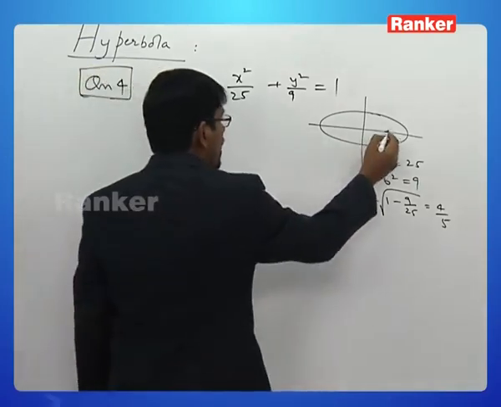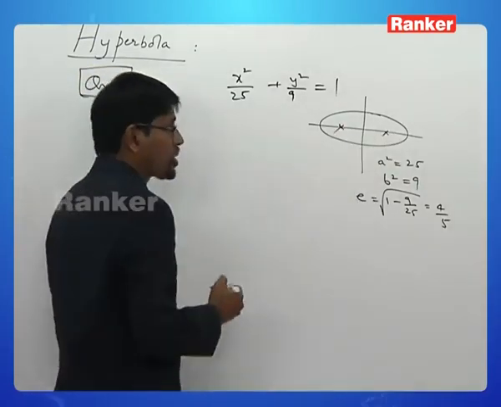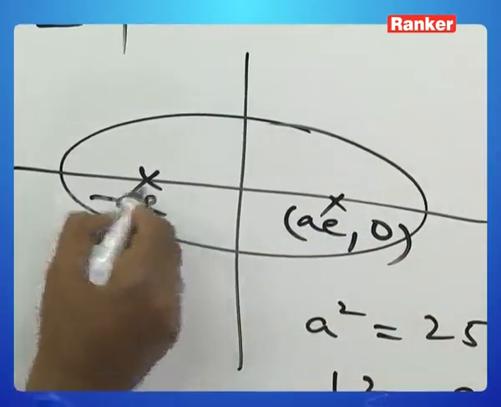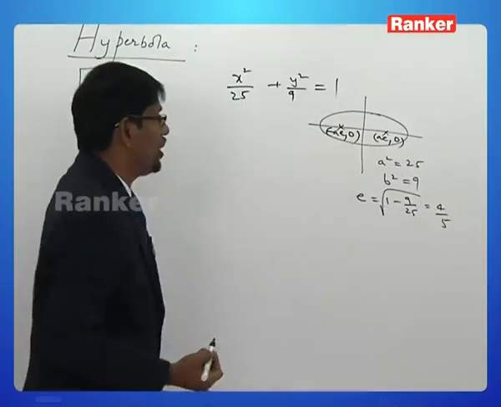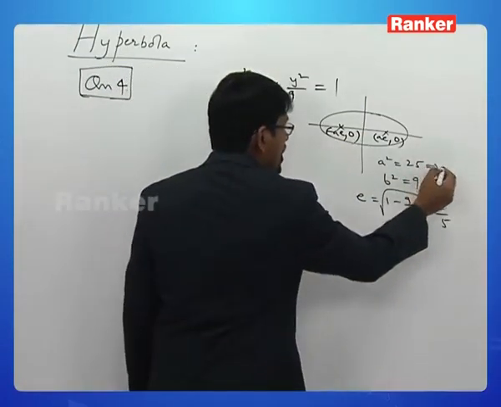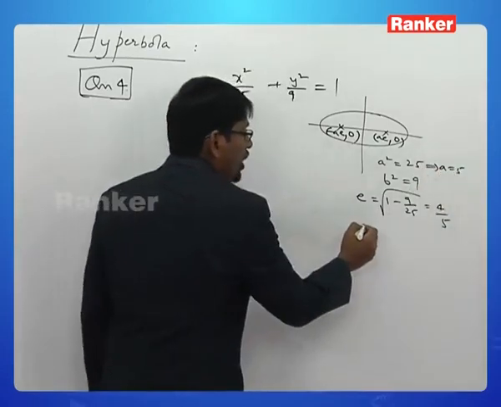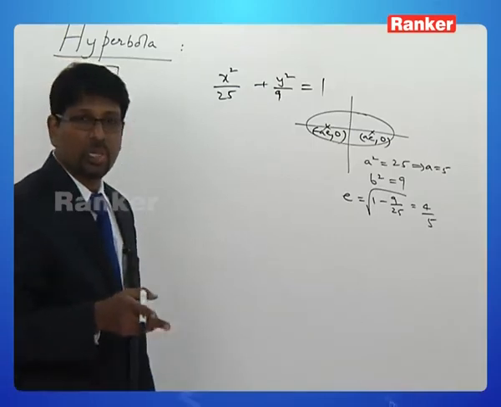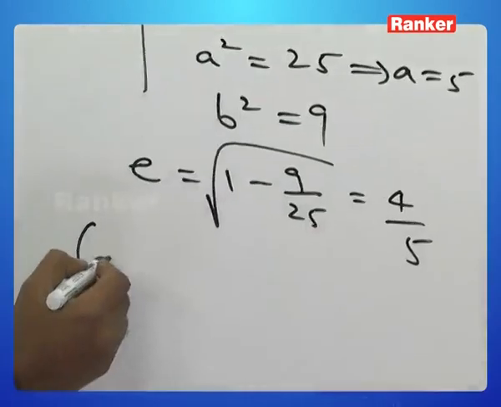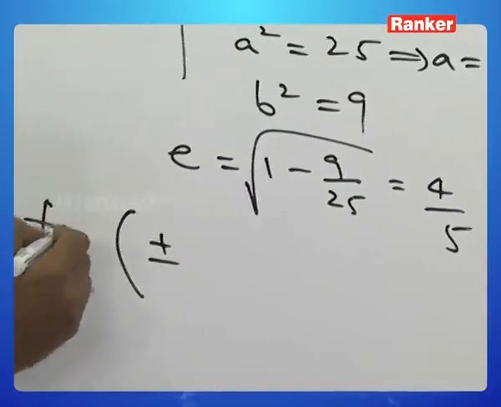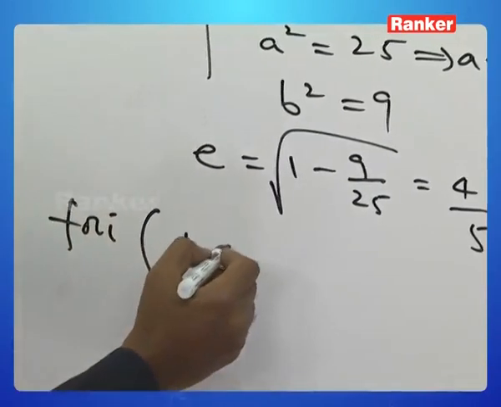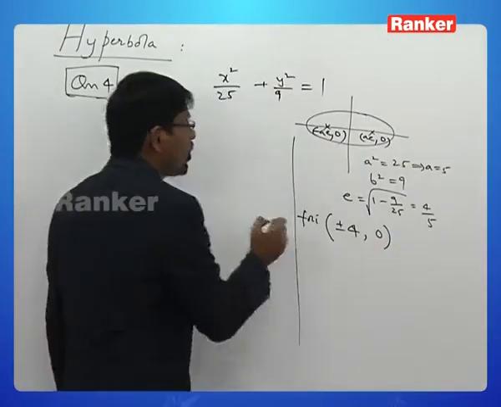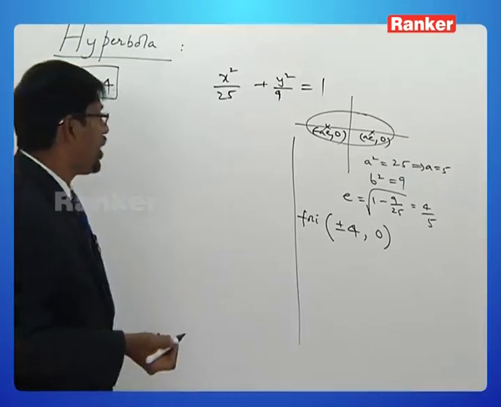What are the two foci? AE comma 0 and minus AE comma 0 will be the foci. So what is A for us? A is 5. So 5 into 4 by 5, that is 4 comma 0 and minus 4 comma 0 are the two foci. So the foci are plus and minus 4 comma 0. So now these have to be the foci of the hyperbola as well.